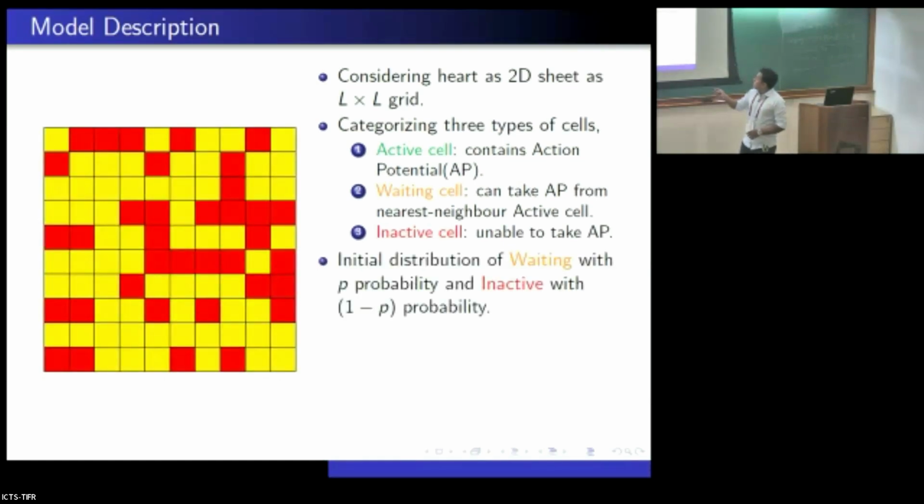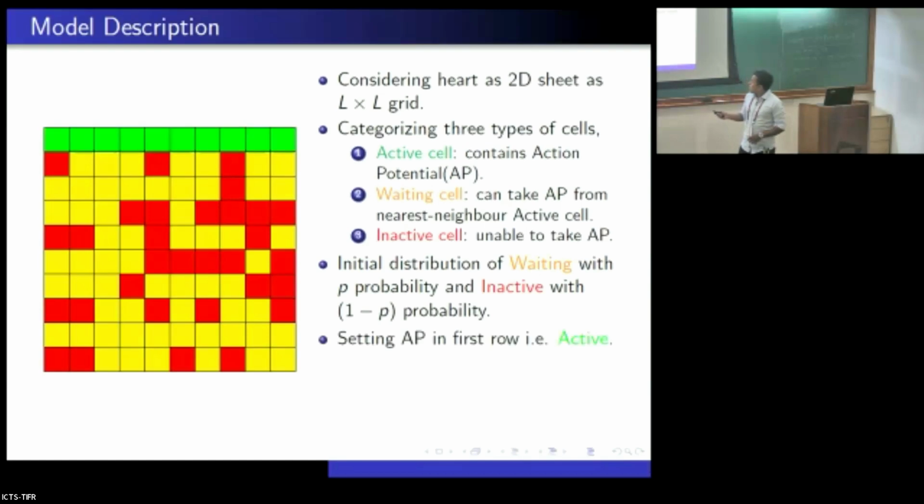Initially we start with a distribution of waiting and active cells, with waiting probability P, and inactive with probability 1 minus P, and set the action potential on one side, in this case the first row. We chose the colors green, yellow, red because an active cell, which contains the action potential, is always ready to go. But a waiting cell waits to get the action potential. It's quite similar to a traffic signal, and red means it's blocking.